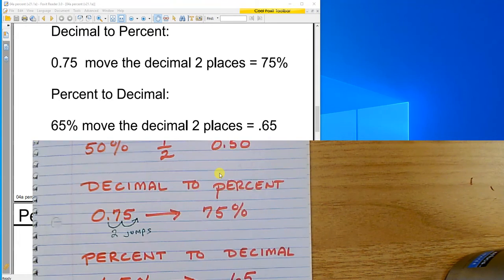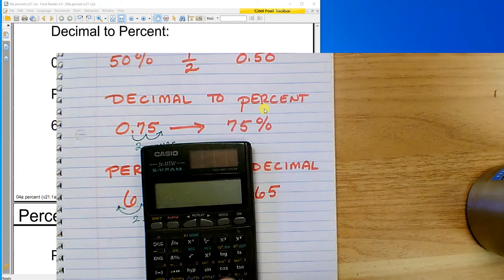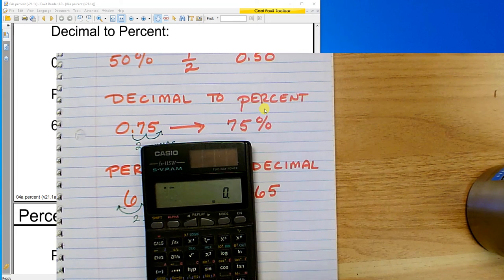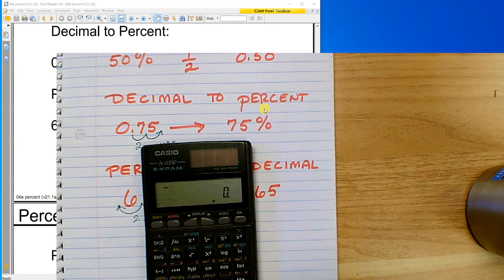What's actually happening, and you can't see my notes, is that I'm dividing by 100 or I'm multiplying by 100. So if I have a decimal, 0.75 times 100 turns it into a percentage. If I have a percentage, 65, and I divide it by 100, it turns it into the decimal.